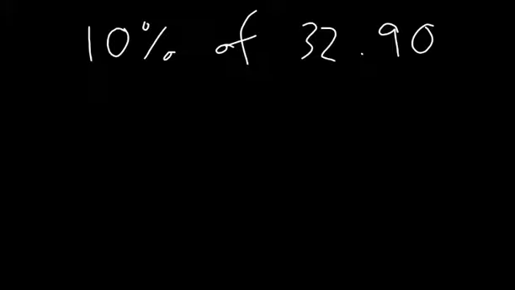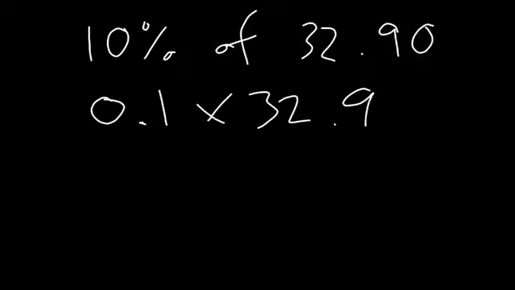So what we're going to do is we grab our pen. 10% as we know is 0.1 and then we times it by 32.90. And the answer that it's going to give us is $3.29.